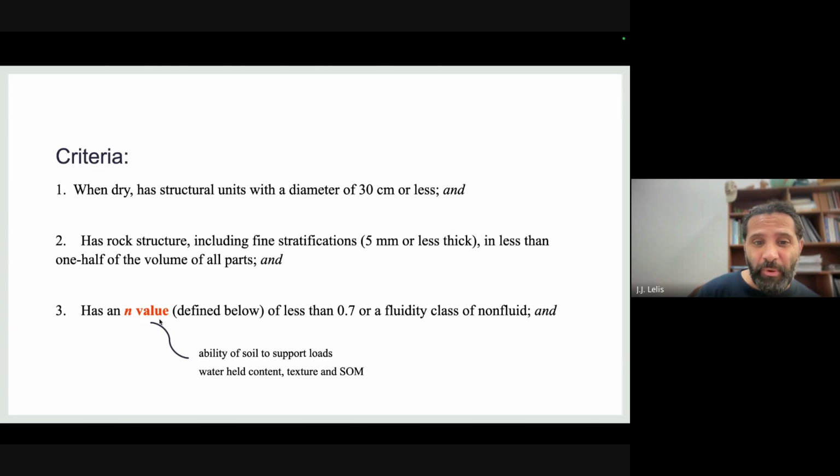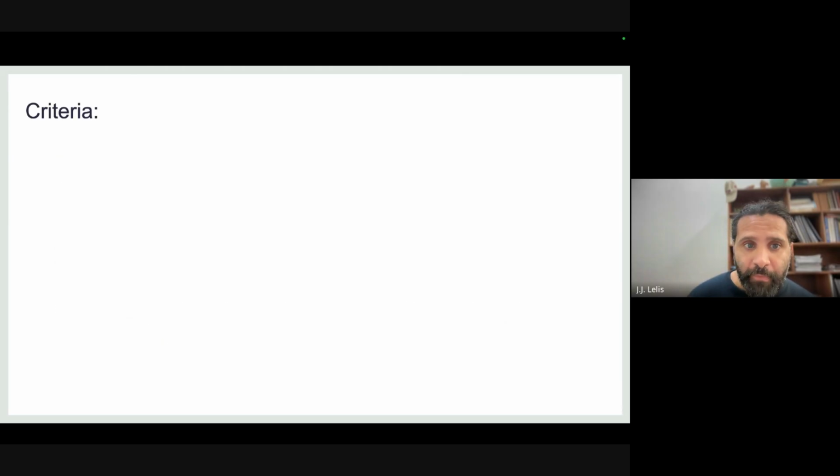I never saw people spending time on this because they pay more attention to the fluid class of non-fluid. So this specific layer or horizon has a behavior like a solid material. So it doesn't have a fluid behavior. It behaves as a non-fluid material, as a solid. Great, it could be an anthropic pattern. But let's keep going.